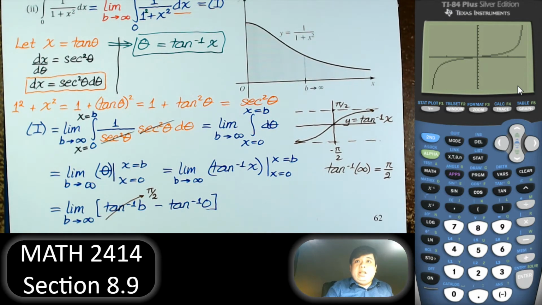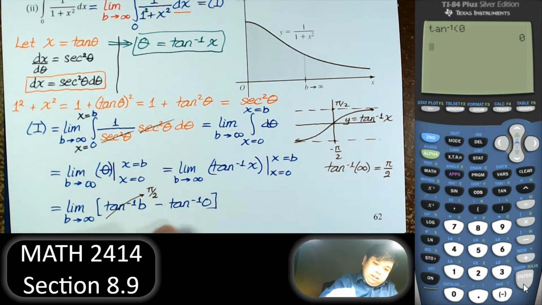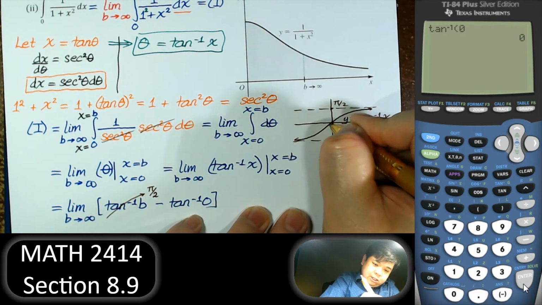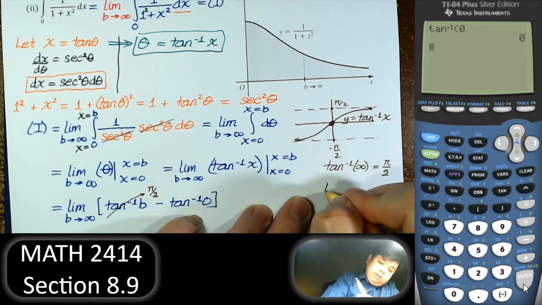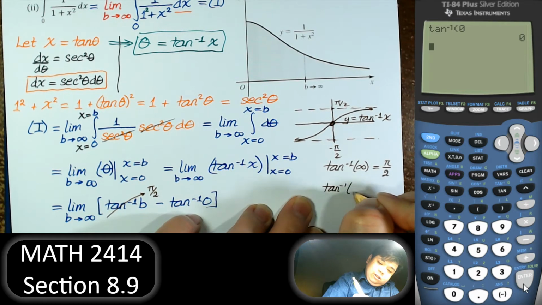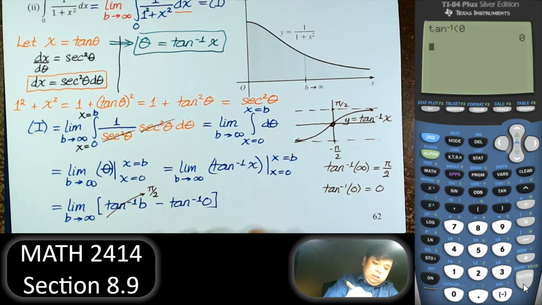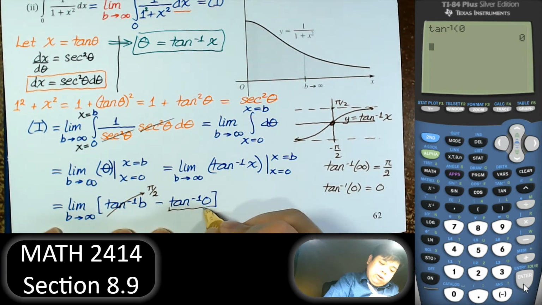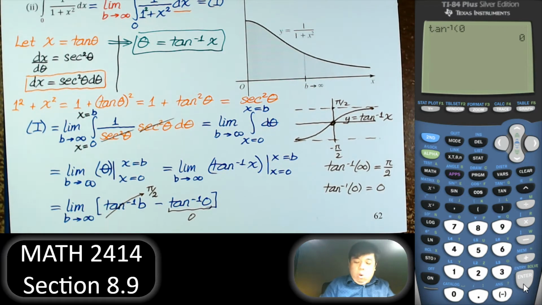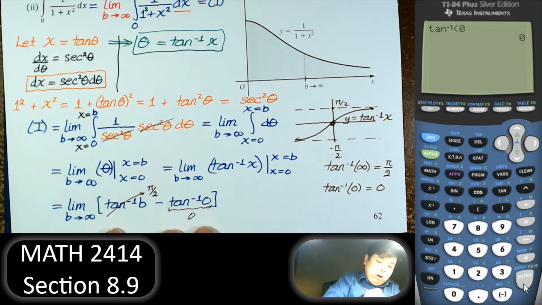And the tangent inverse of 0, that's easy. Tangent inverse of 0 should be 0. Tangent inverse of 0 is 0. So that one is 0. So the whole thing turned into pi over 2.